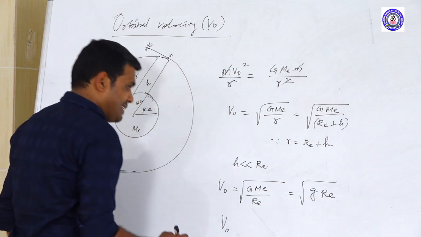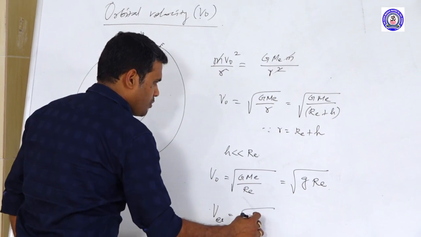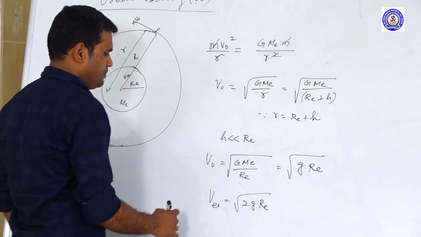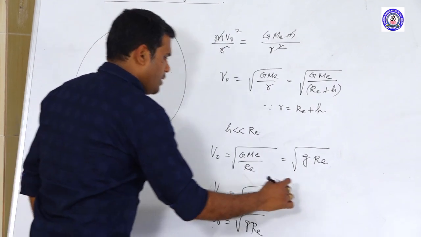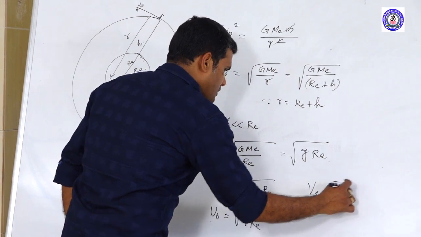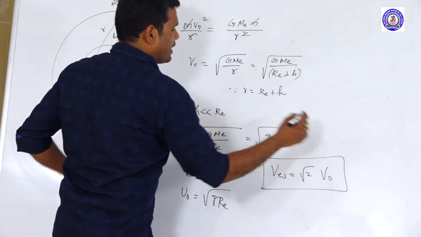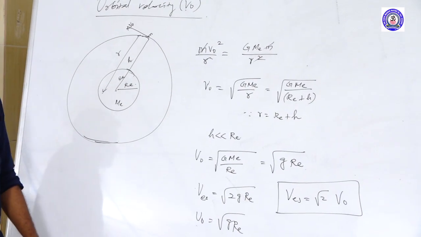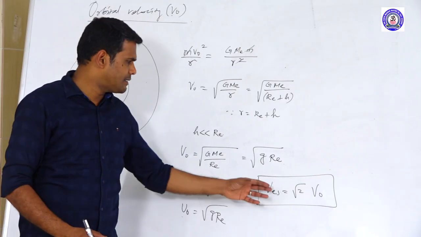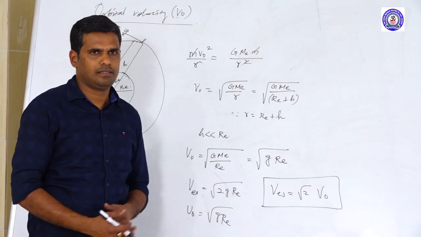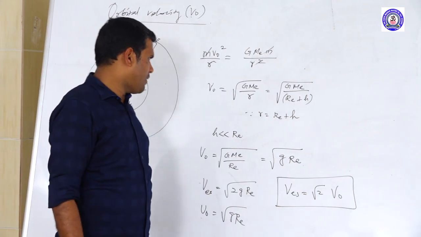Orbital velocity and escape velocity can be related here. Escape velocity, V escape is equal to square root of 2gRe and orbital velocity is square root of gRe. We can compare escape velocity with orbital velocity as V escape is equal to square root 2 times that of orbital velocity. So escape velocity is root 2 times that of orbital velocity. Which one is greater? Escape velocity is greater than orbital velocity. Right? This is the relation connecting escape velocity and orbital velocity.